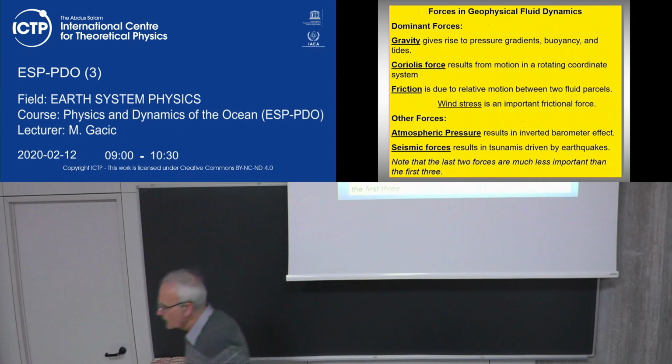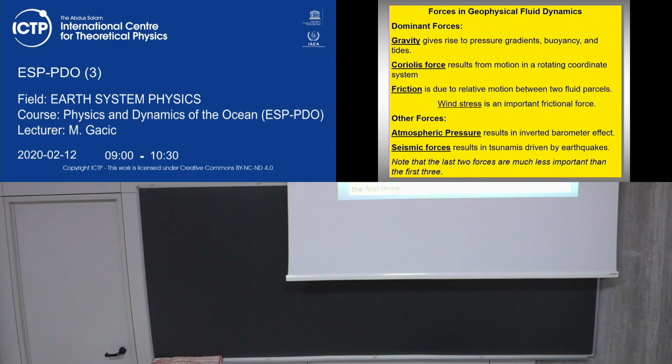So what is the dynamics of the motion in the ocean? The dominant forces are gravity, which gives rise to pressure gradient, buoyancy, and tides. Pressure gradient is a difference in pressure between different parts of the ocean. Buoyancy is the force which pushes the water upward as a function of the difference in density. And tides, you know what tides are.